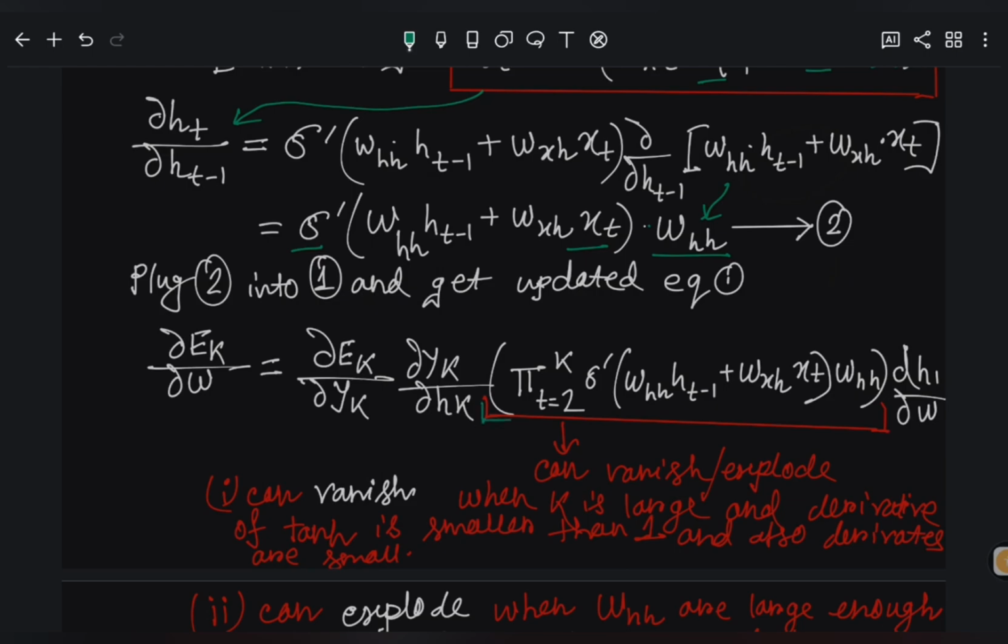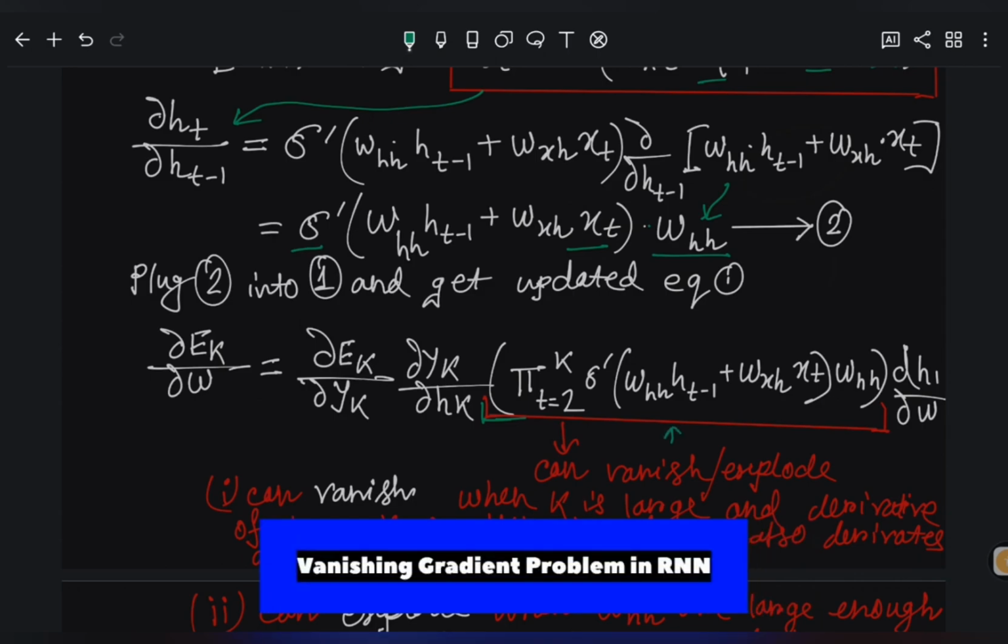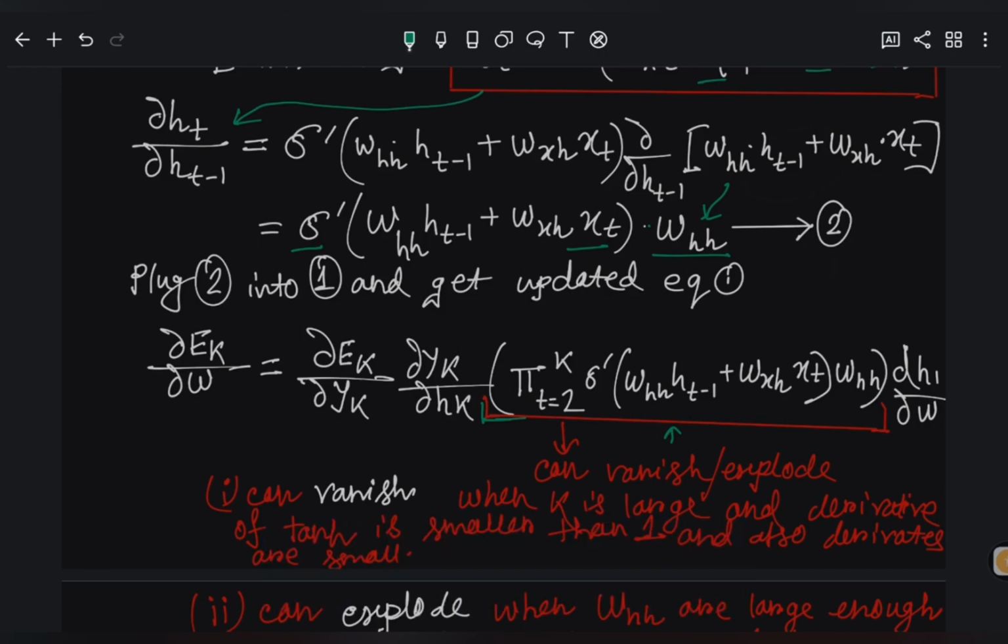And this term will cause either a vanishing gradient problem or an exploding gradient problem when we have a larger sequence. That's why we say that when we have a larger sequence in RNN, we will have a vanishing gradient problem or exploding gradient problem, because this is a multiplicative term.